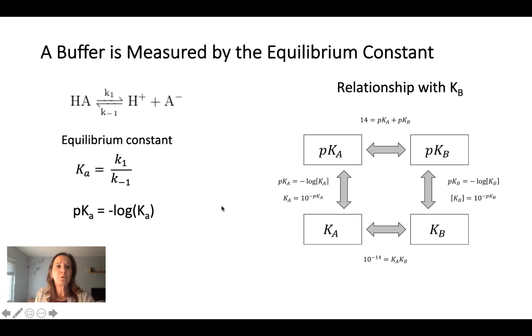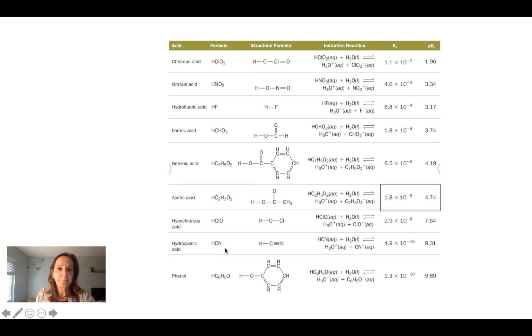So very important when measuring buffers is understanding the equilibrium constant and the Ka or Kb of a solution. We have tables with this. In this case, we're measuring the Kas. This is a weak acid measurement. One important one you'll be using in the titration that we do today, or in the simulation lab, is acetic acid. It has a Ka of 1.8 times 10 to the negative fifth, and its pKa is 4.74.